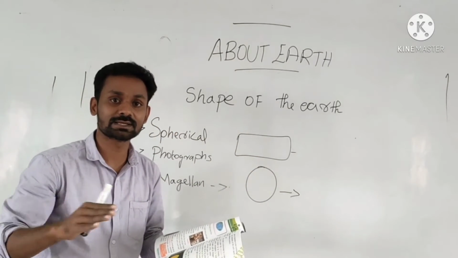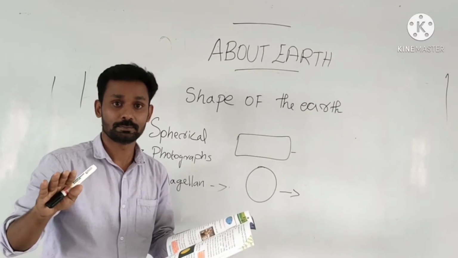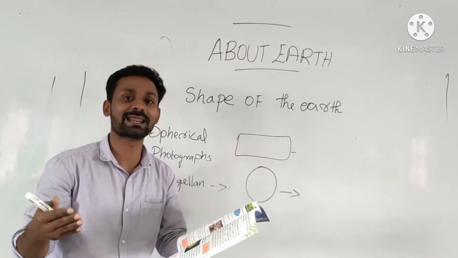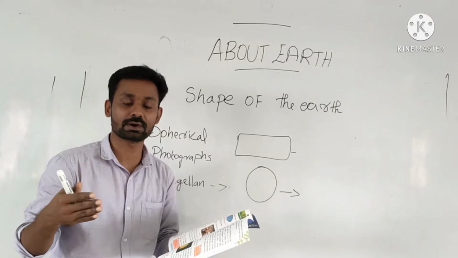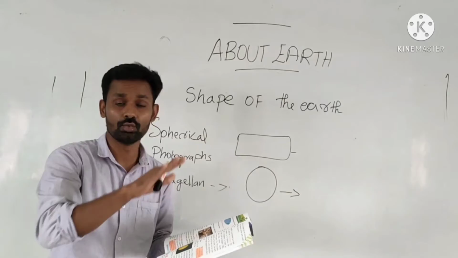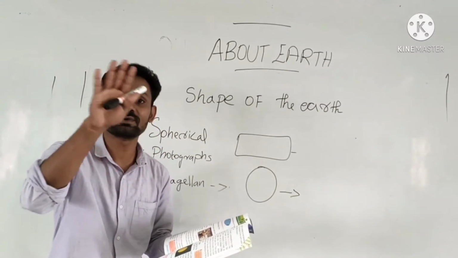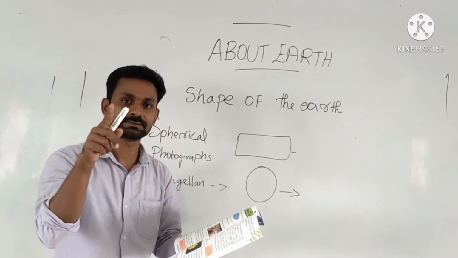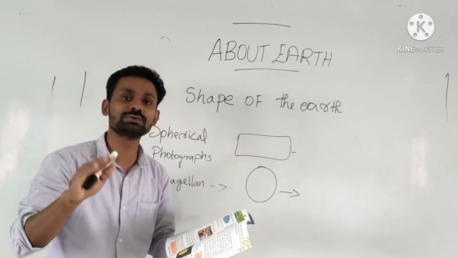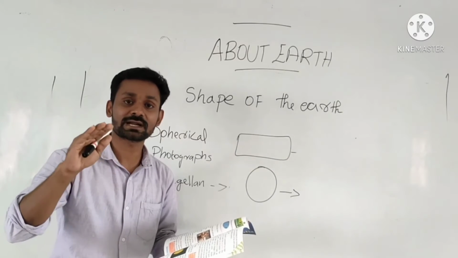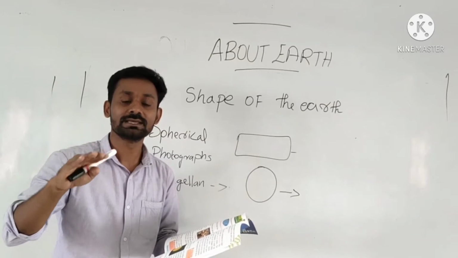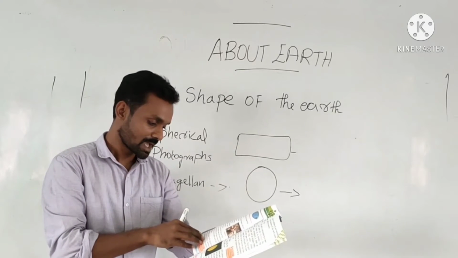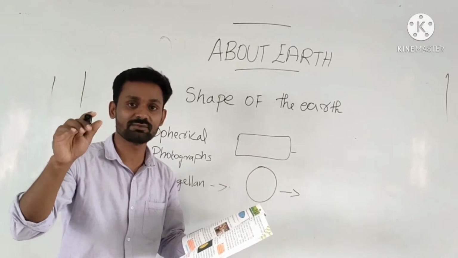So what made people think differently? The discovery of Magellan. What did he discover or find out? The earth was not flat, but what is it? The earth is round. So, to prove that, what did he do? Magellan started his journey from where? He was a Portuguese sailor, it is given here. A Portuguese sailor whose name was what?